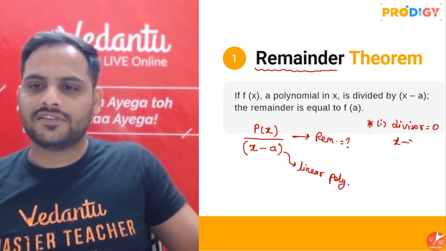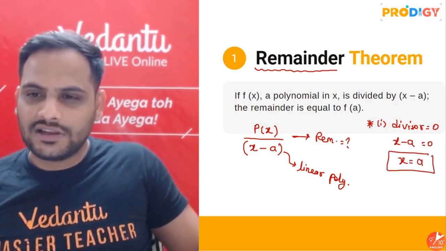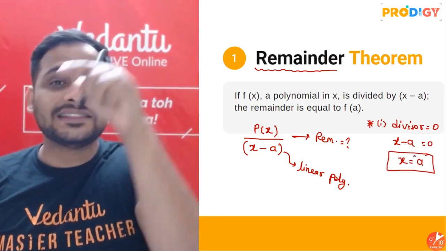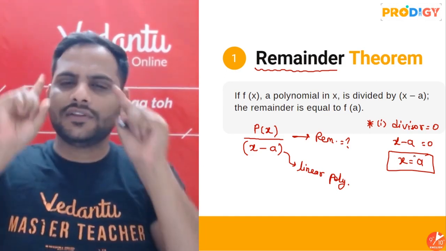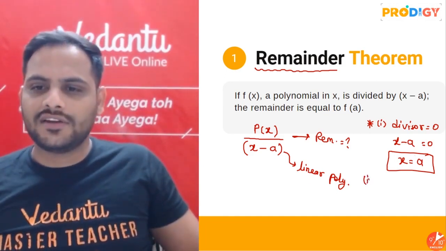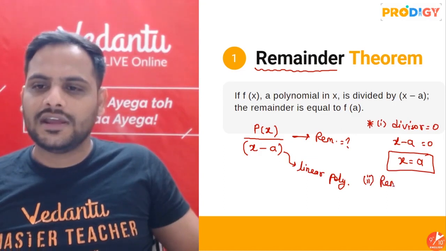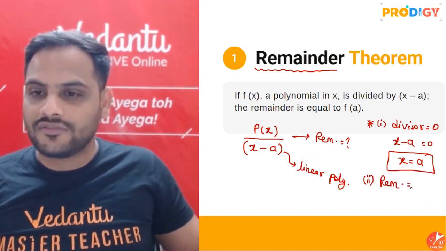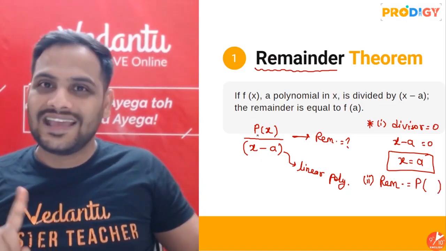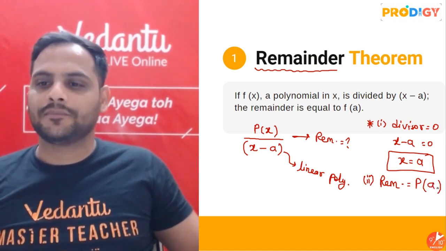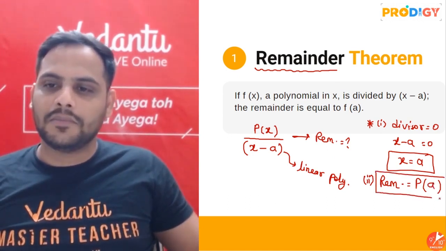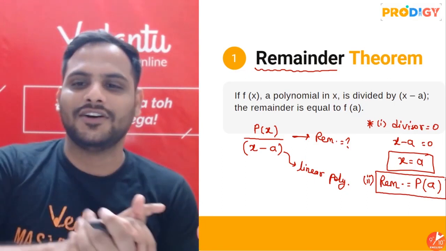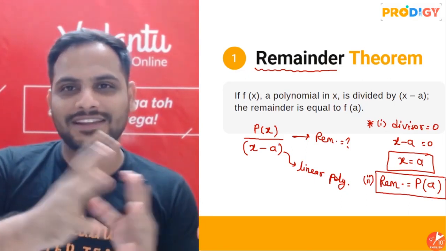So if I have the divisor as x minus a, make it equal to 0, you have got x equal to a. Now whatever value of x you have got in this step is very important, because the second step itself will give us the remainder, and we can say the remainder is nothing but the value of the dividend, that means this polynomial dividend p of x at x equal to a. So this becomes my remainder.